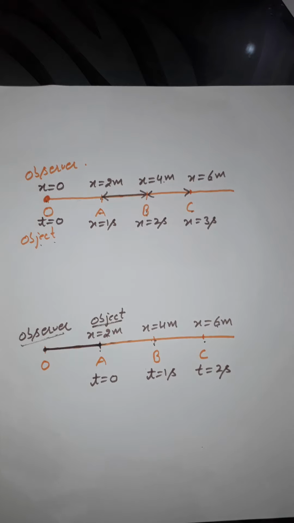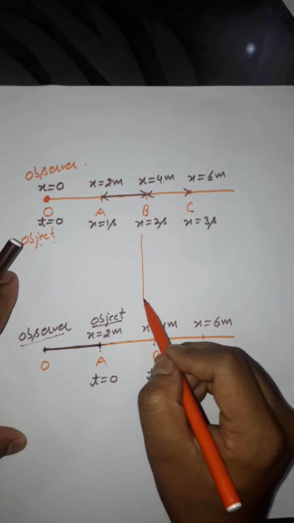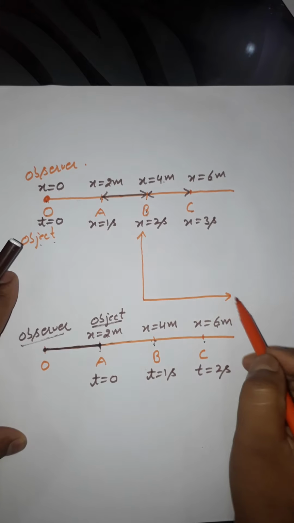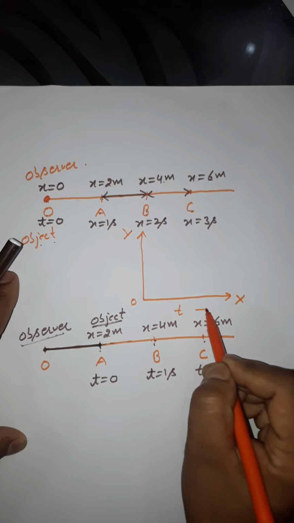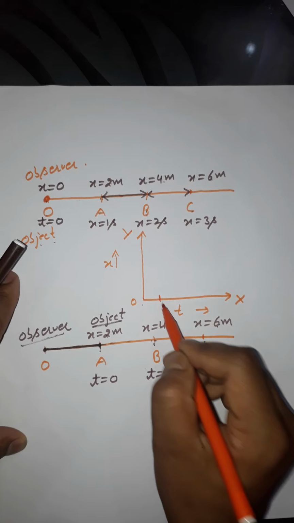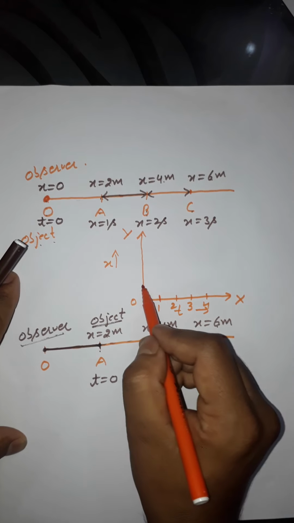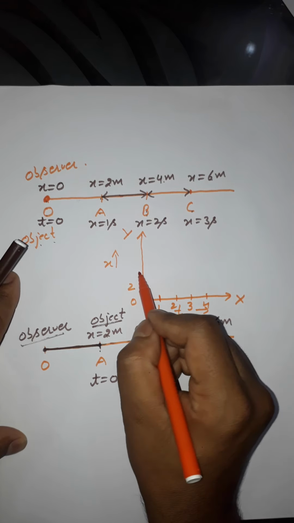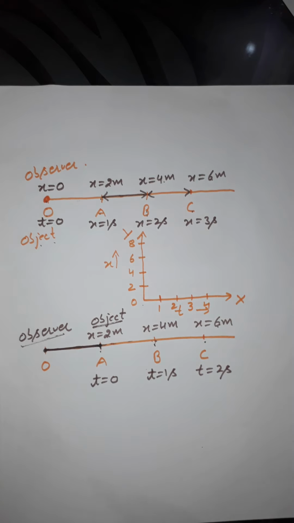Now let us draw the graph for these two situations. So for the first situation, let us draw a graph. Here you have the x-axis, this is your y-axis. So time along the x-axis, distance along the y-axis. So it is 0 time, 1 second, 2 second, 3 second, 4 second. And distance can be taken on a different scale: 2 meter, 4 meter, 6 meter and 8 meter. So let us draw the graph.